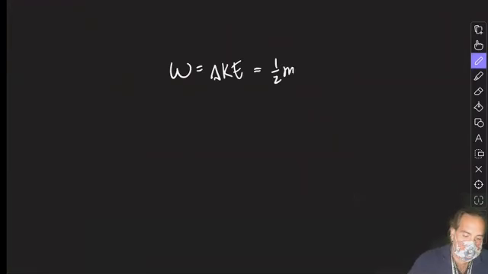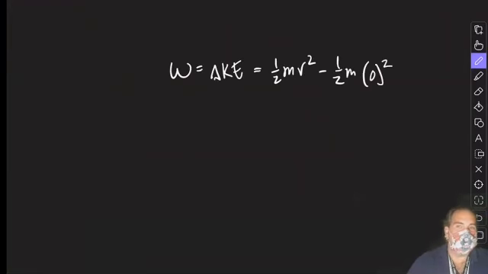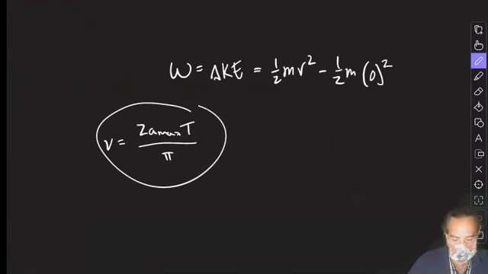One half mv squared minus 1/2 m 0 squared. Now, if you can't do question A, you don't know that that v is going to be 2a max t over pi. You don't know that.